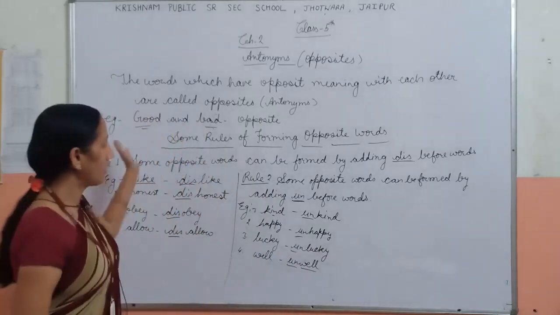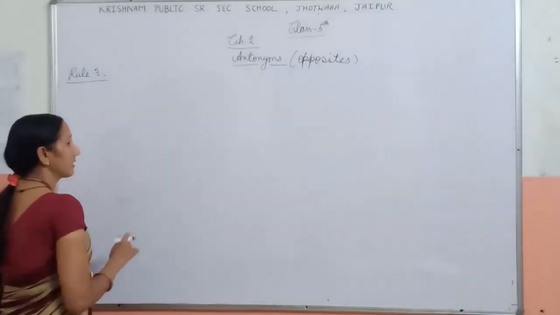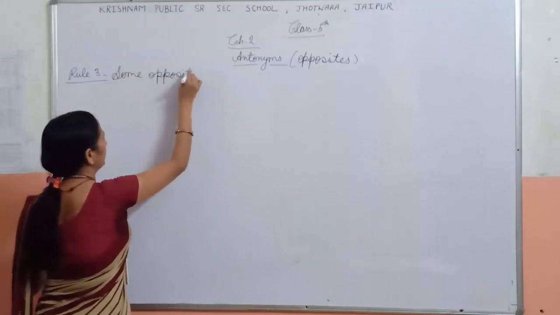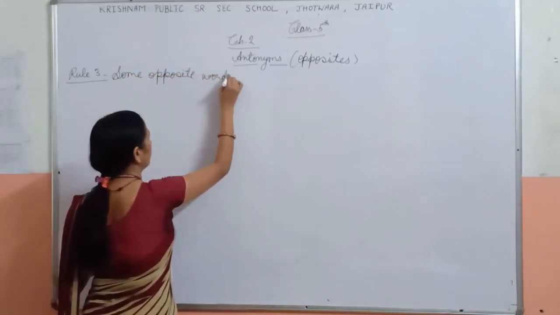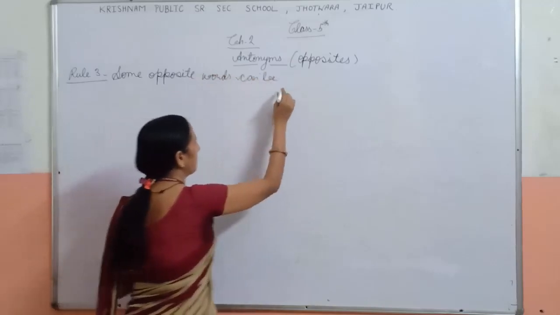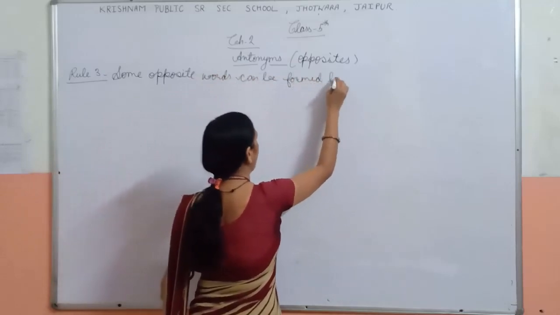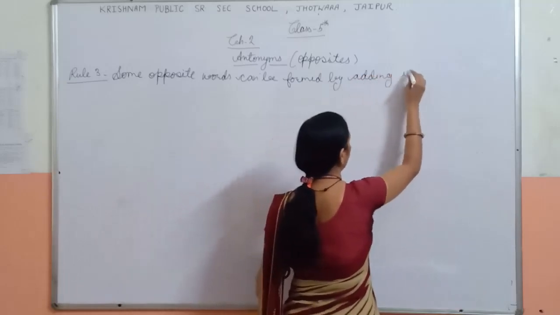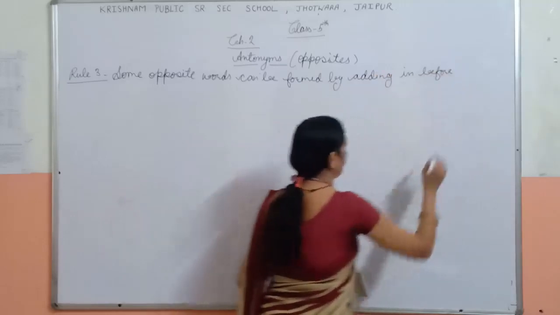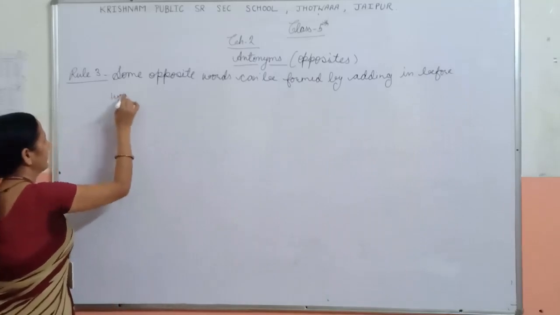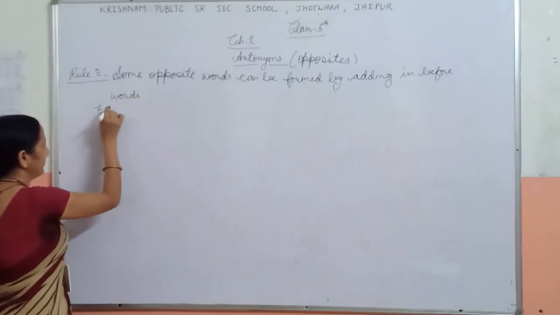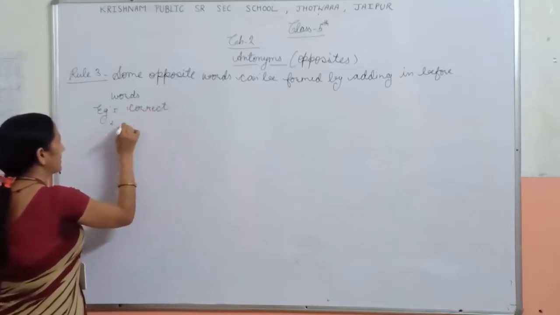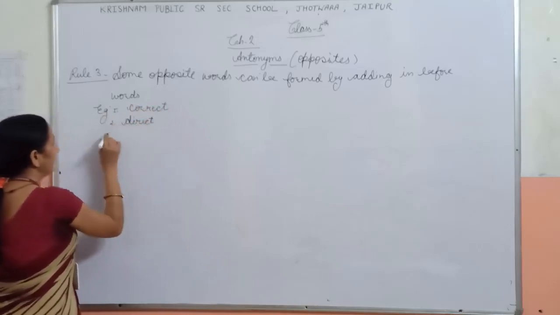Now open your notebook and copy it fast. Our rule number 3 is some opposite words can be formed by adding in before words. Example: correct, direct, and complete.